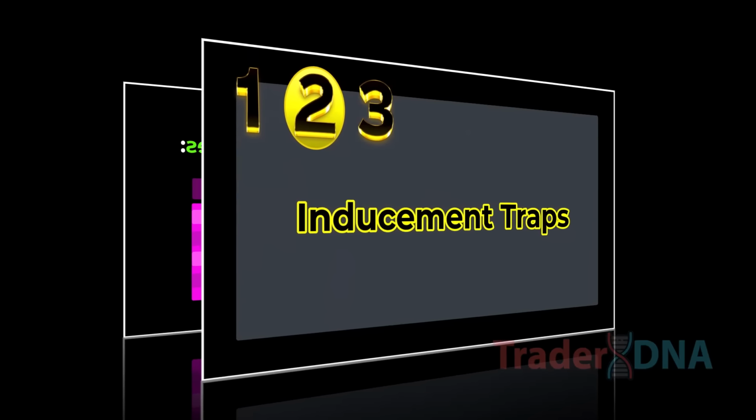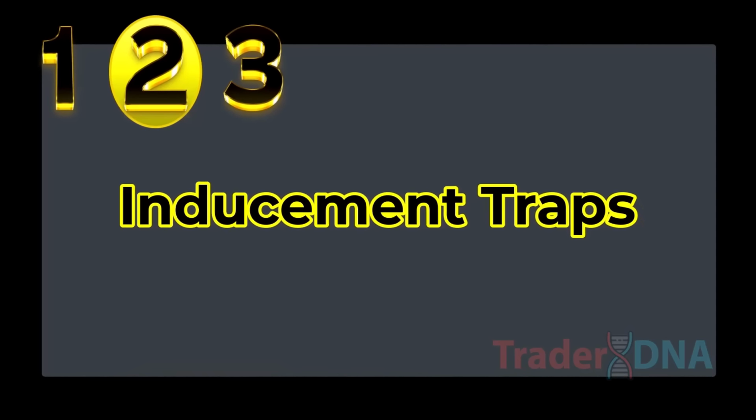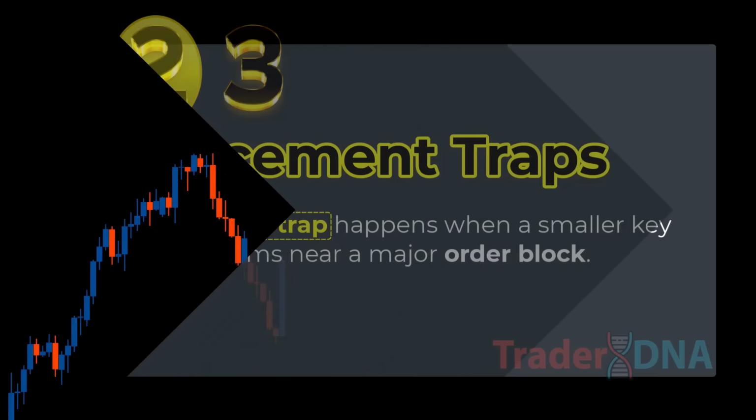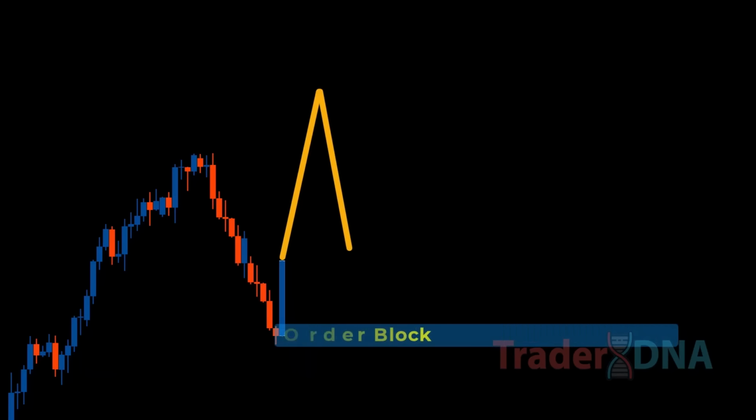Strategy 2, inducement traps. An inducement trap happens when a smaller key level forms near a major order block. Picture this, a strong major order block sitting below and a minor key level forming just above it.